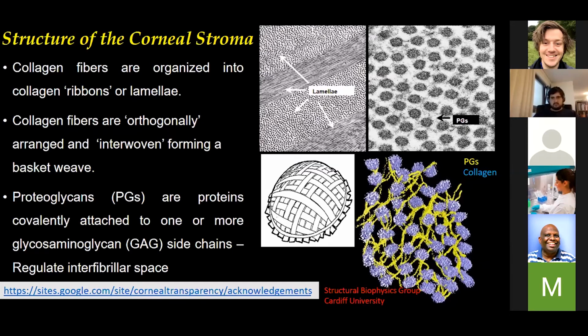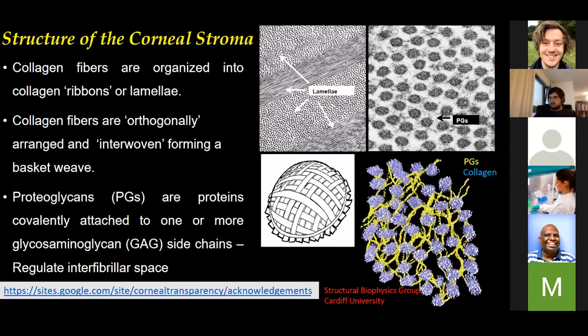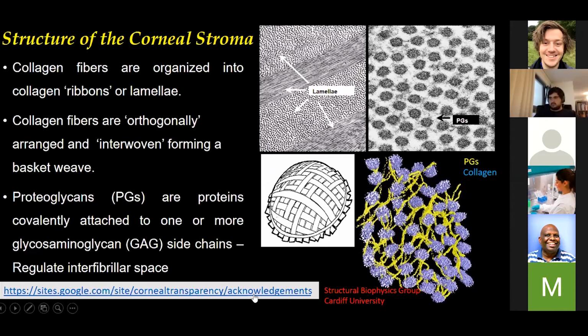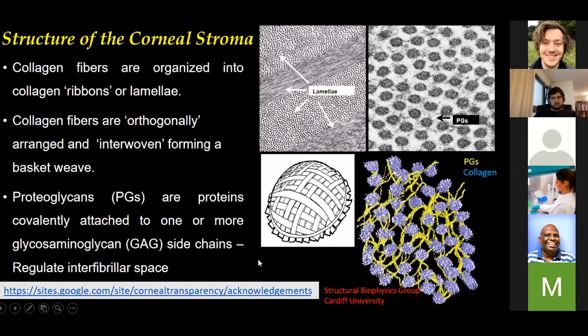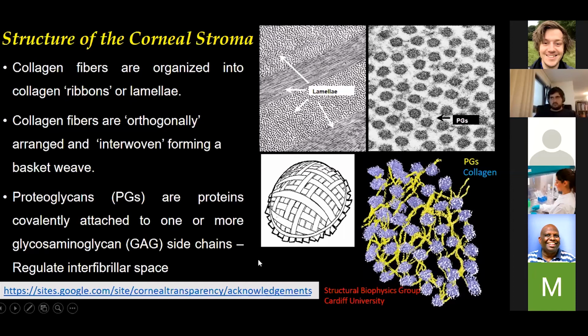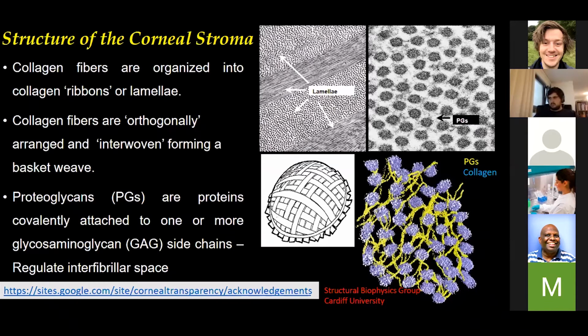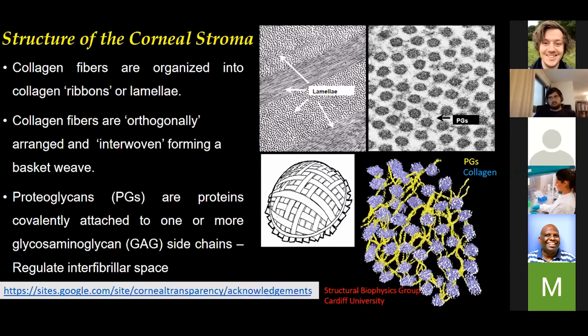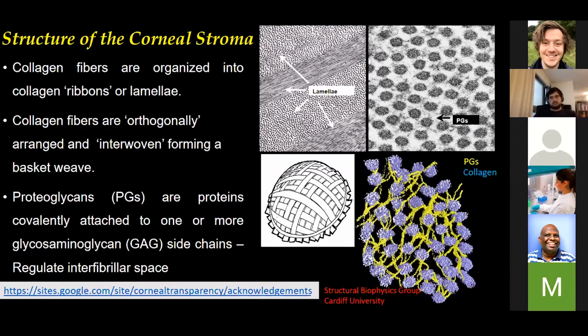the corneal transparency. In case someone is interested in the physical aspects, I would like to direct you to this website. This website was done again by the members of my group in Cardiff. And they have really brilliant illustrations of how the light enters the cornea, how light refraction is achieved, and why this structure is very important.